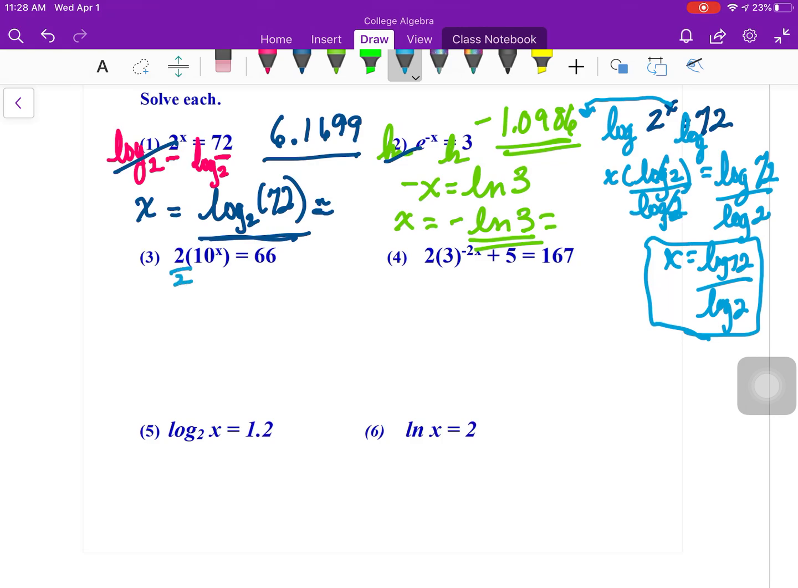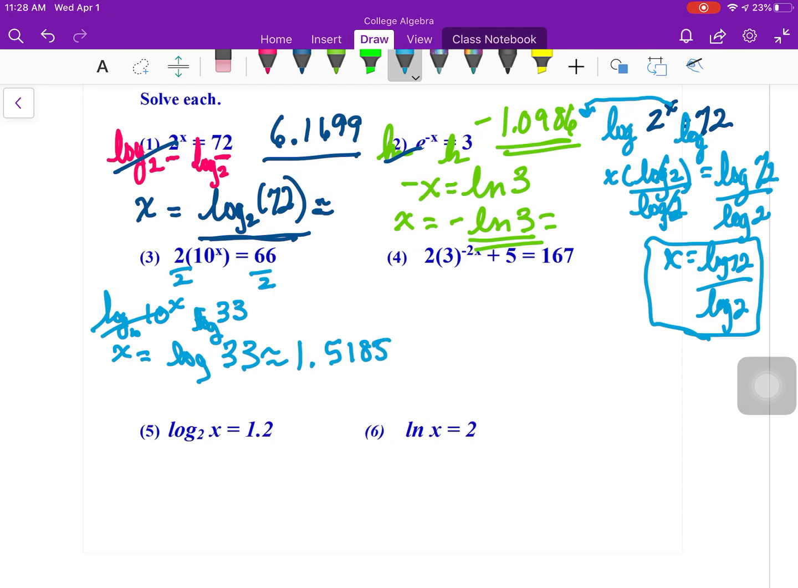All right, solve the next one. First we divide by 2, and I get 10 to the x equals 33. Can I get 33 to be a base 10? No, so I need to log both sides. So log 10 reduces, so I have x equals log 33. I go to my calculator, because now my algebra is done. Log 33 is about 1.5185.